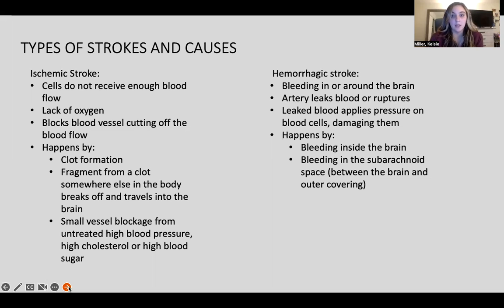The second type, which is a hemorrhagic stroke, is when there's bleeding in or around your brain. This is when an artery leaks blood or an aneurysm bursts. Leaked blood applies pressure on the blood cells, which causes them to become damaged. And this can happen by bleeding in the brain, or bleeding in the subarachnoid space, which is the space in between your brain and the outer covering of it.